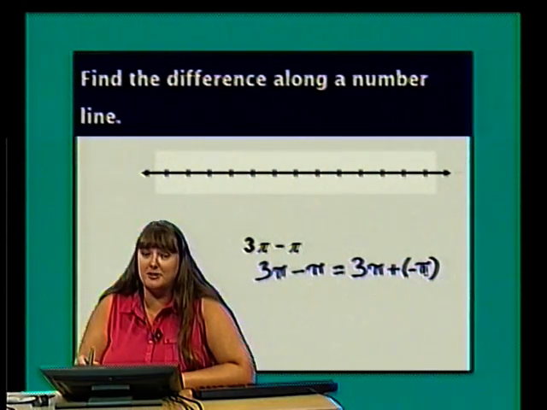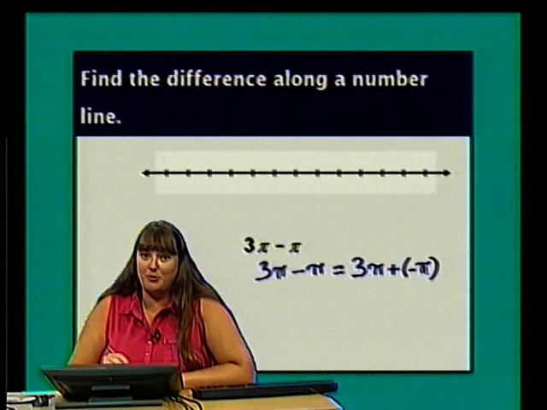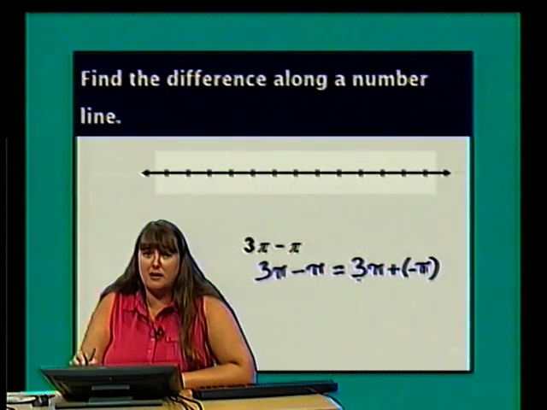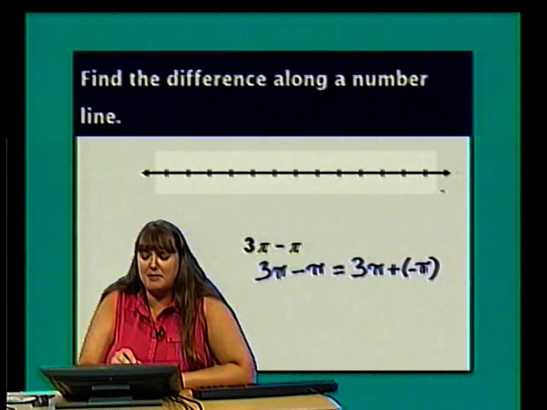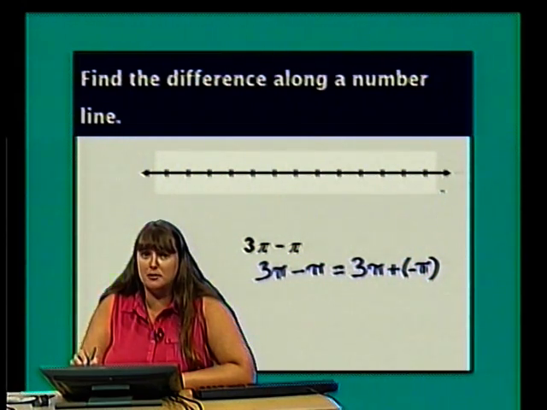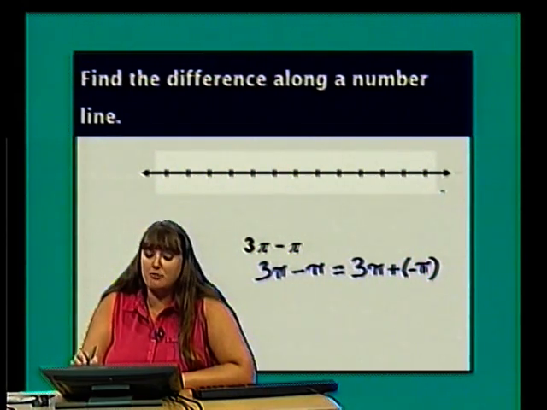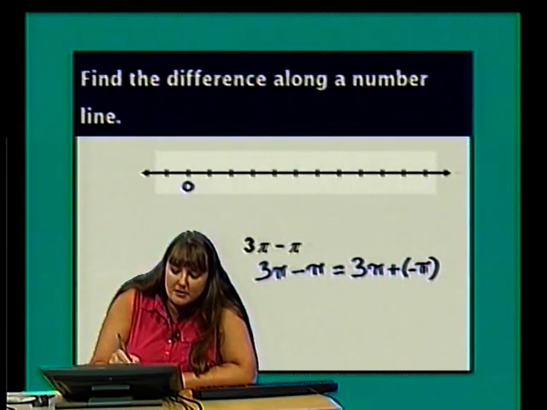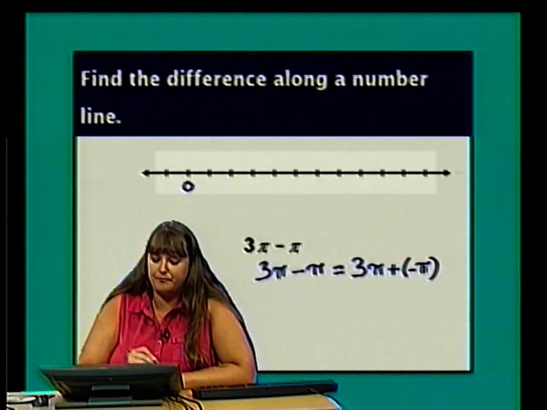The negative pi tells me to move leftward, so I pick up from where I left off at 3 pi and move to the left just pi units. So if I use 1 for my scale on my number line, I want to make sure that I have enough space on here to be able to move a little more than 9 units to the right. So I'm going to put 0 to the far left on my number line. Let's say this tick mark represents 0.